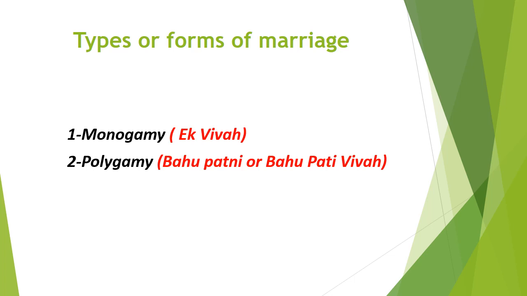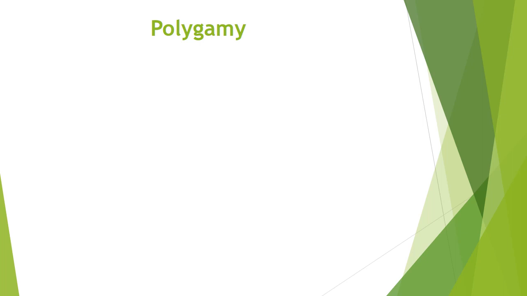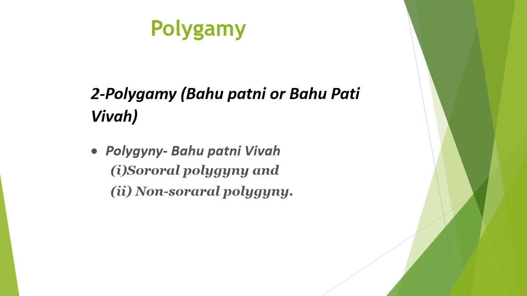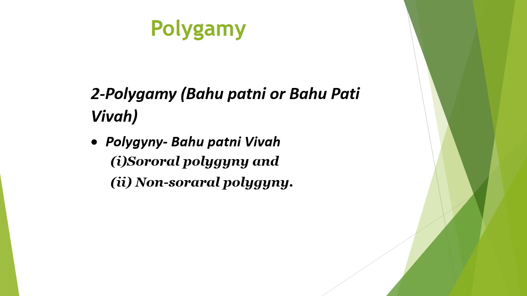According to F.N. Balsara, the form of marriage in which there is a plurality of partners is called polygamy. Further, there is a classification of these marriages. Let us understand. Polygamy has two types: polygyny and polyandry. Polygyny, what is polygyny? Polygyny is a form of marriage in which a man has more than one wife at a time.